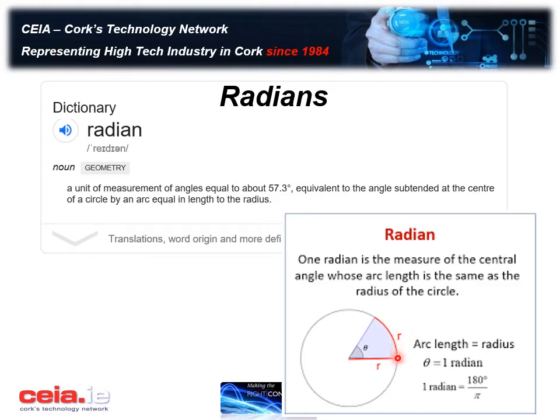So if you can imagine an arc around a circle where the length of the arc is the same as the radius, and I don't think it's any accident that the words radian and radius are very similar. So imagine an arc where the length of the arc is equal to the radius. Now imagine that angle at the center of the circle giving us that arc. Well, that is equivalent to 1 radian. So we can say that 1 radian is the measure of the central angle whose arc length is the same as the radius of a circle.